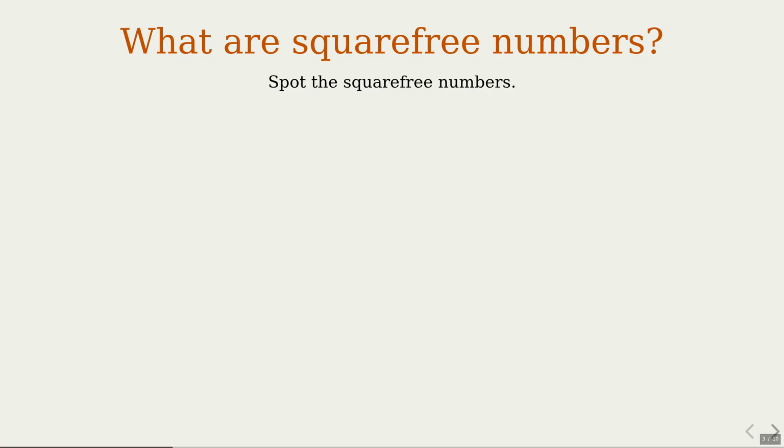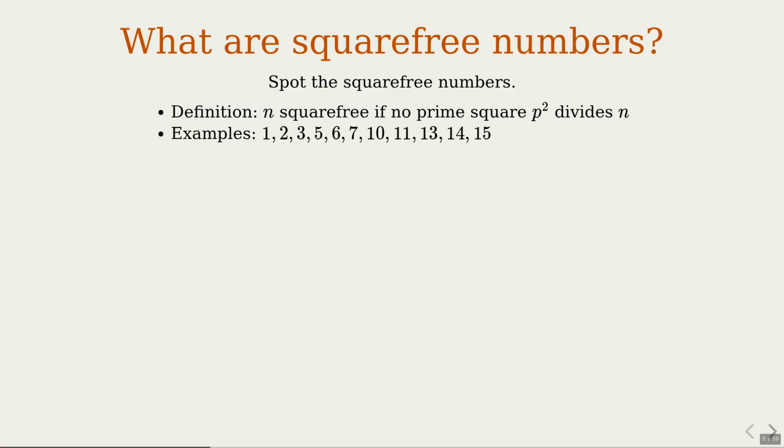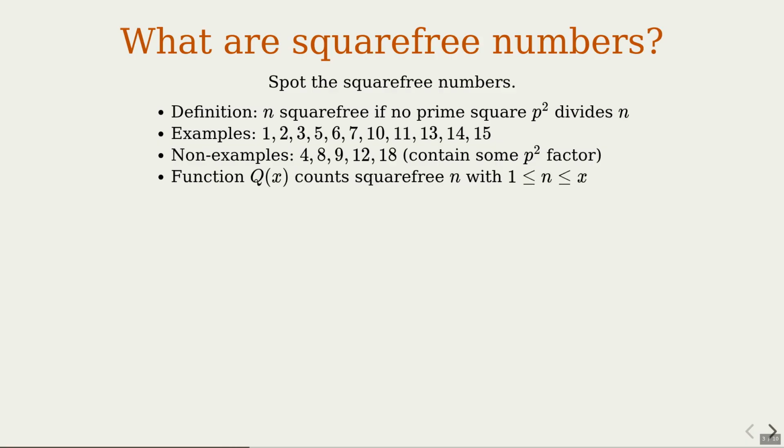Before any formulas, we need a crisp picture of what square-free numbers are. Definition: a number n is square-free if no prime square, like p squared, divides n. Examples: 1, 2, 3, 5, 6, 7, 10, 11, 13, 14, 15. Non-examples: 4, 8, 9, 12, 18, as they contain some p squared factor. So square-free just means that in the prime factorization, you never see a prime repeated twice or more.